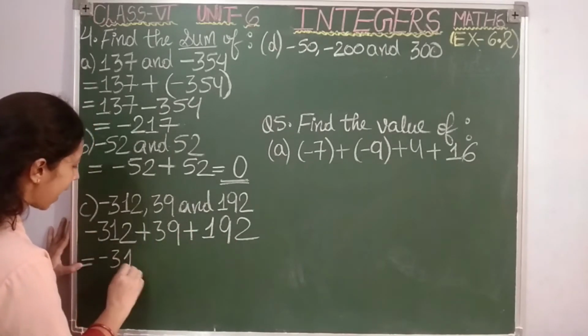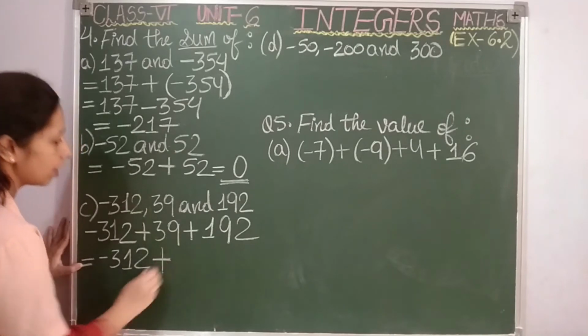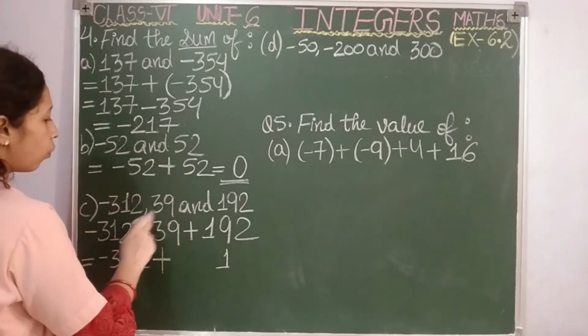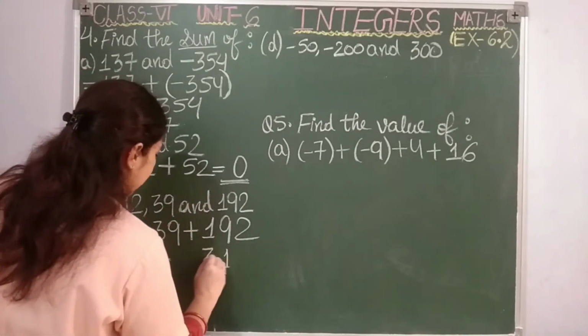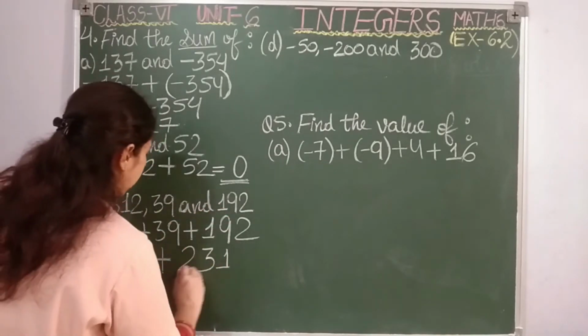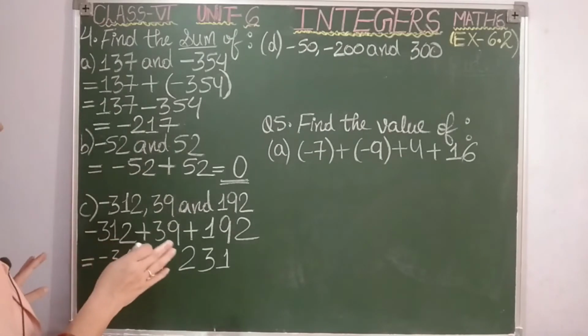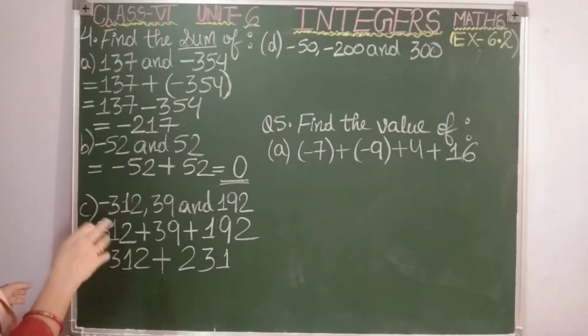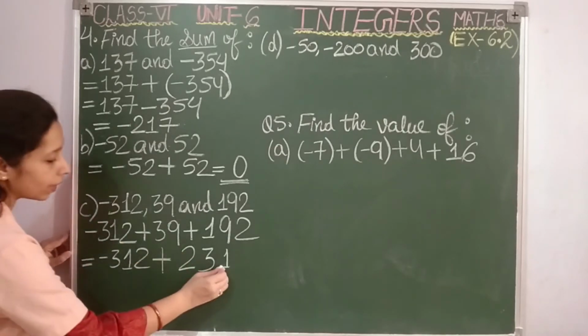Minus 312 will be as it is, and I will be adding them first. 9 plus 2, 10, 11. 1 carry over, 3 plus 1, 4. 4 plus 9, 10, 11, 12, 13. Again 1 carry over, 1 plus 1, 2. 9, 10, 11. Okay. So I got 231. Clear, students?